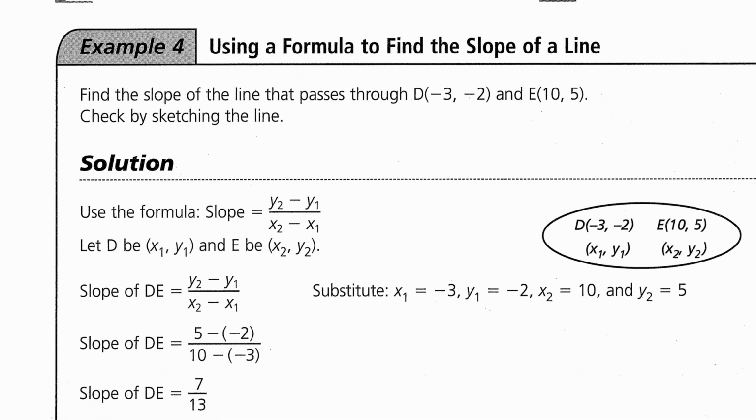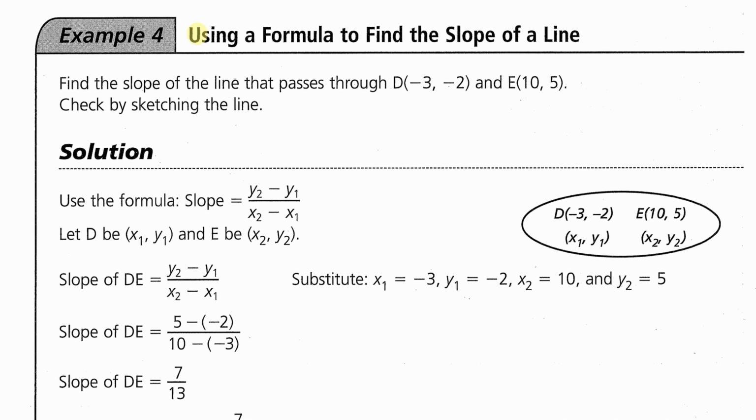And I'm moving to example number 4, using the formula to find the slope of a line. So this question is something different from the previous 3 examples because here we don't have a graph. Instead, they have given 2 different coordinates. So find the slope of a line that passes through D(-3, -2) and E(10, 5). And after that, we have to check the solution by sketching the line.